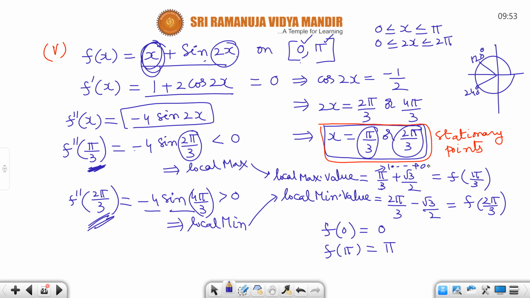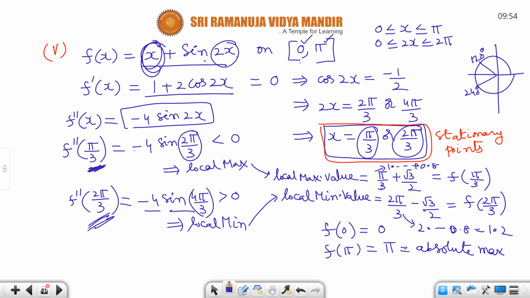1.732 by 2, 0.8 something. So 1 point something, 0.8 something. And positive value. Here 2 pi by 3 is 2 point something minus root 3 by 2, 0.8. 2 point something minus 0.8, that means 1.2 something. Is it not? So, what is absolute maximum value? Pi only. Pi is 3 point. So, absolute maximum.